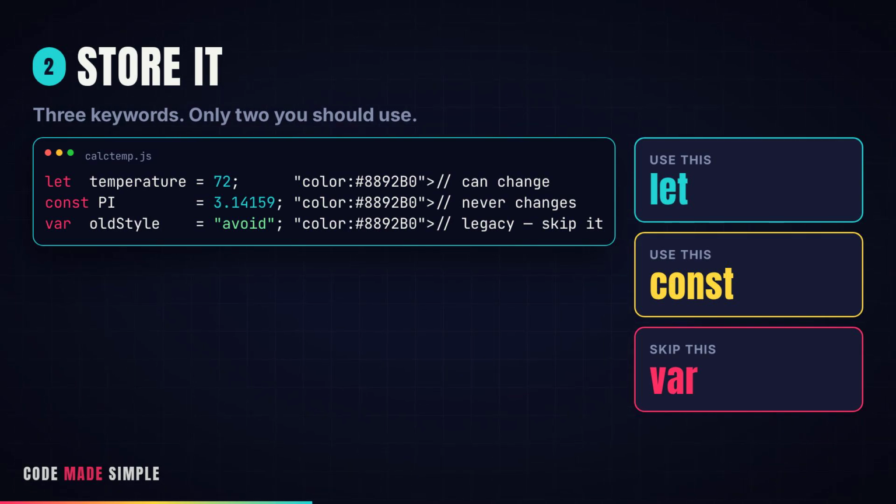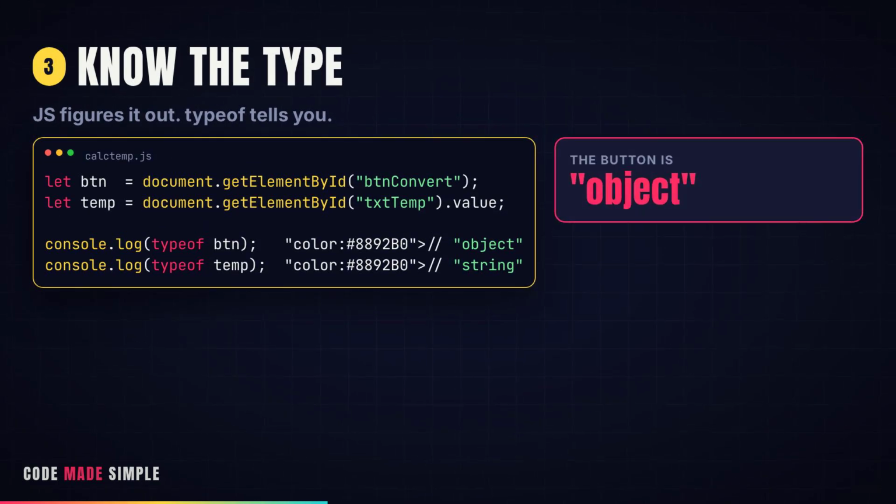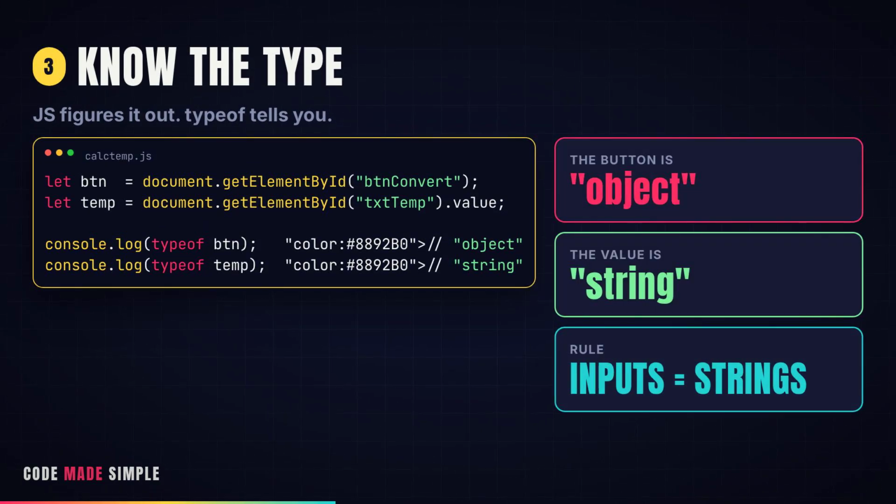Third piece. JavaScript is dynamically typed. You don't declare the type. It figures it out. Grab the button. JavaScript calls it an object. Grab the value of the text box. That's a string. Not sure what you've got? Use typeof. It tells you.